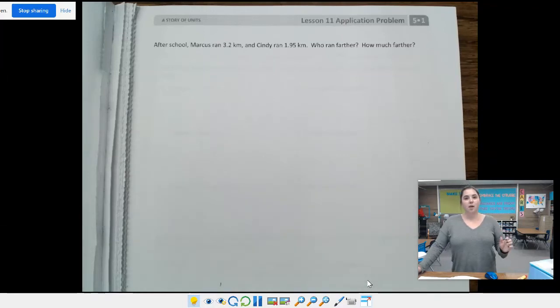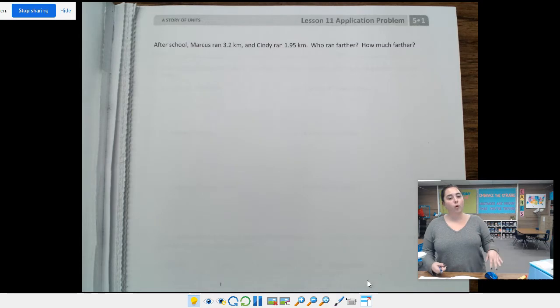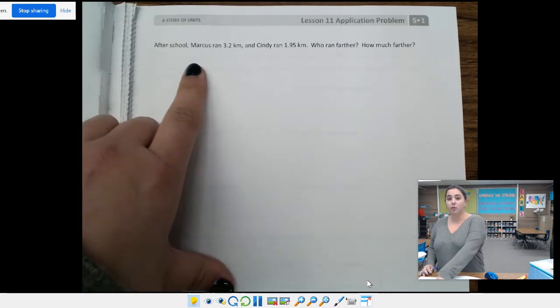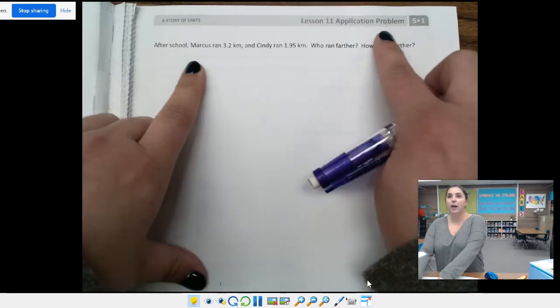Fifth graders, because we didn't have school yesterday, we're going to do our application problem before we do our lesson. We're just going to skip the fluency for today. Okay, so I am in my blue Learn book on lesson 11 application problem.